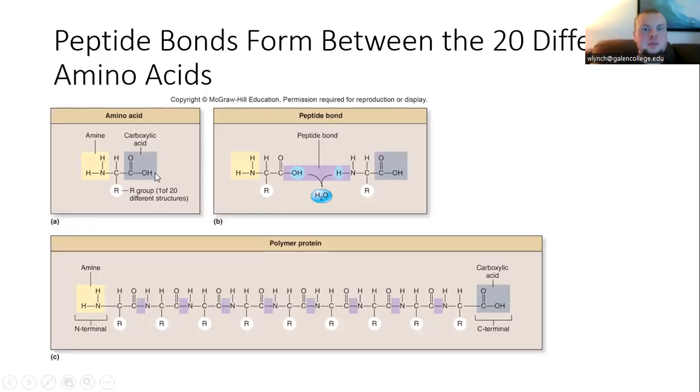So here's an example. Here we have dehydration synthesis. So we have an amino acid, and we are forming a peptide bond between an amino acid. We are releasing a water molecule and then forming a peptide bond to form a monomer and monomer bond. So this is a polymer protein. We still have an amino group and we still have a carboxyl group. So that means that we have a neutral charge. And we have peptide bonds between each individual amino acid.